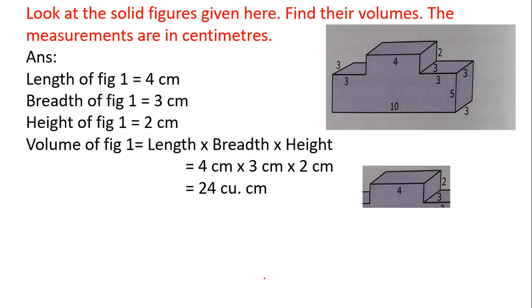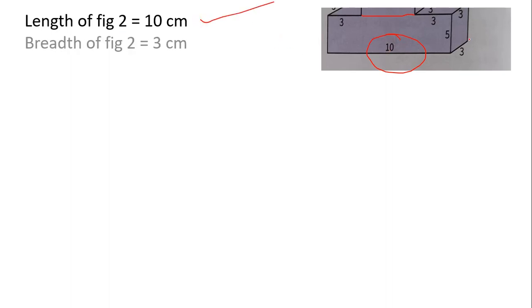Now, we will find the volume of the second figure. The second figure will look like this. I will join this point. As you can see here, this is also in the shape of a cuboid. To find the volume of this second figure, we will apply the formula of a cuboid. First, we will identify the length. Length, they have given here as 10 cm, so I wrote that here. Breadth means this measurement, that is 3 cm, I wrote 3 cm here. Last, height means this vertical edge, that is 5 cm.